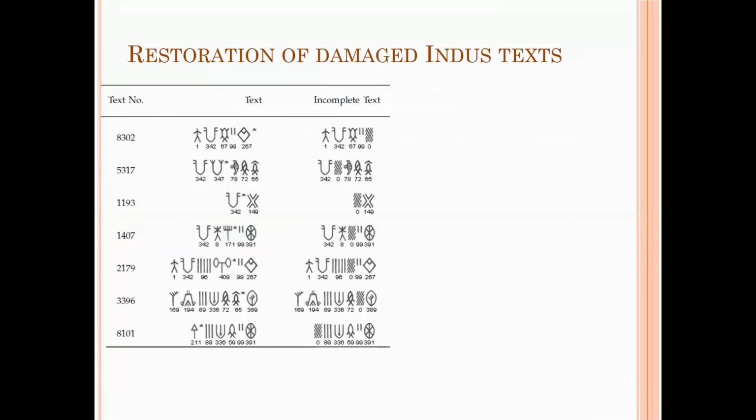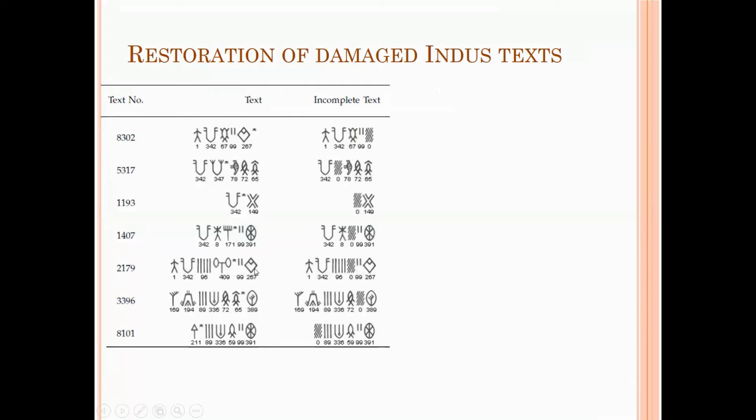So this is how we restore some of the damaged Indus text. As you can see, the text number is shown over here. The texts having a doubtful sign are listed over here. So here, for example, in this text, this sign is a doubtfully read sign, and in this text, this sign is a doubtfully read sign, and so on.